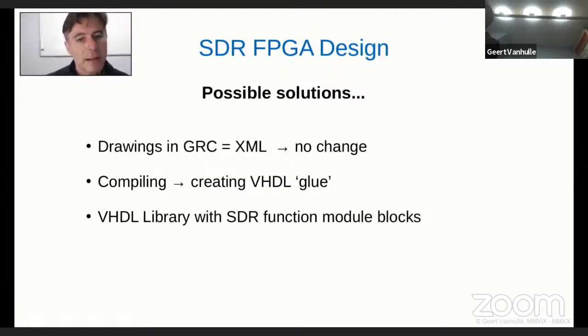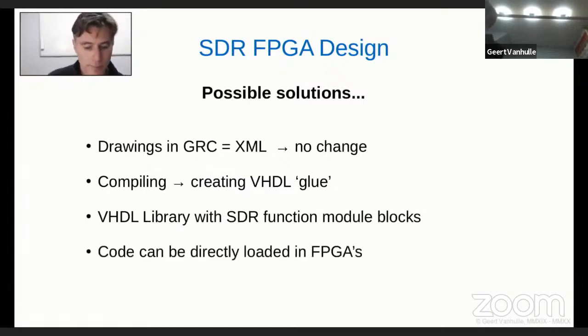Available inside this kind of system, you could make the drawing, compile, and get these VHDL blocks glued together via VHDL glue. And then this resulting code, we can load directly into the FPGA, and we would have an SDR system running directly on the FPGA coming from our flow graph. So this would be a very good solution.